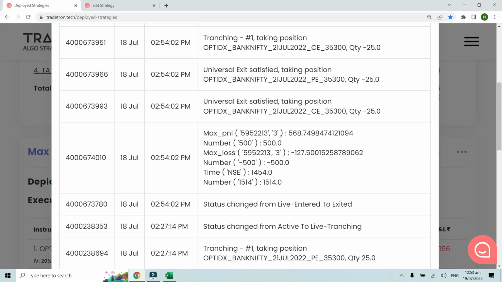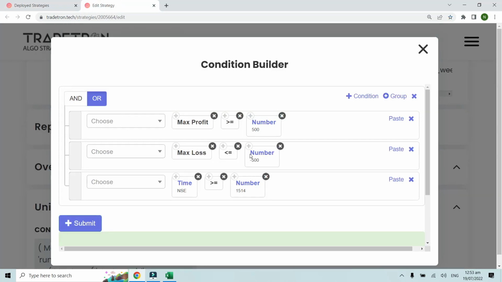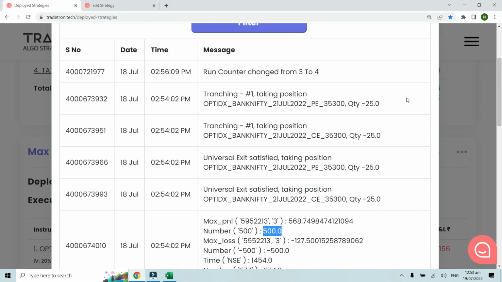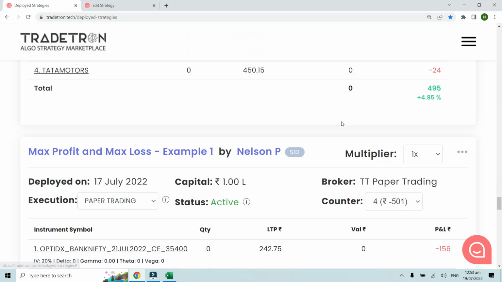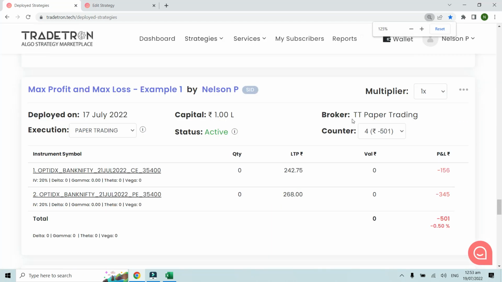But the profit had reached higher above 500 because it was maybe volatile. That's the reason why when it reached 568, it captured that particular amount and then exited the strategy, saying that the profit had reached more than 500. So that's how this particular formula works for a simple max profit and max loss basis. Alright, so this is how it took different counters.